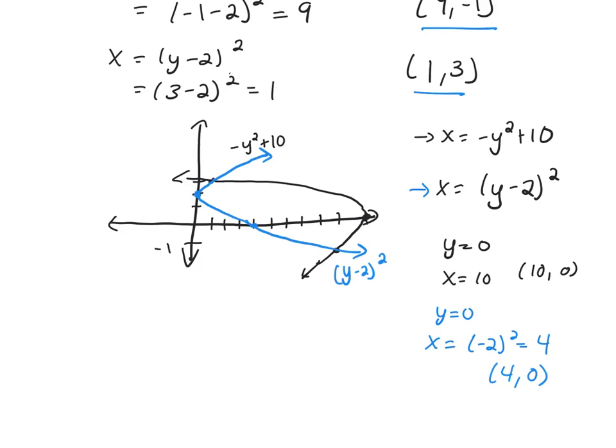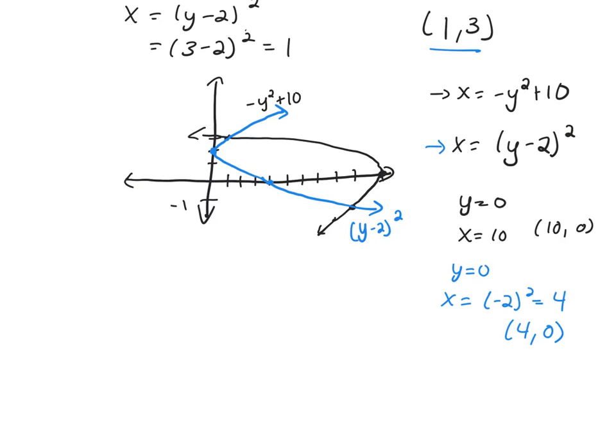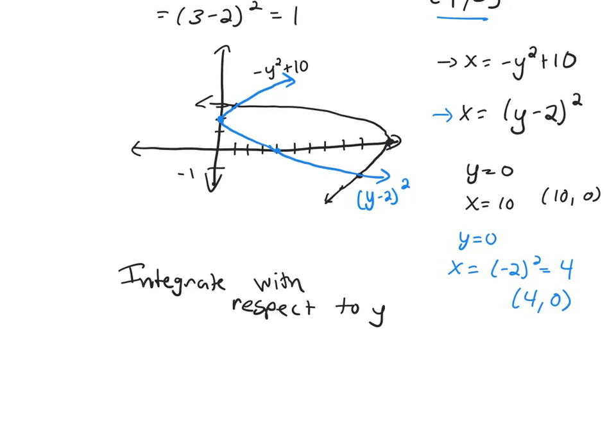Yeah, so I would integrate with respect to y, because remember, if we integrate with respect to y, instead of looking top bottom, we look right left. And if I look here, there's always one function on the right, the black one, and there's always one function on the left, the blue one. So it looks like we should integrate with respect to y here, and then our formula becomes right minus left.